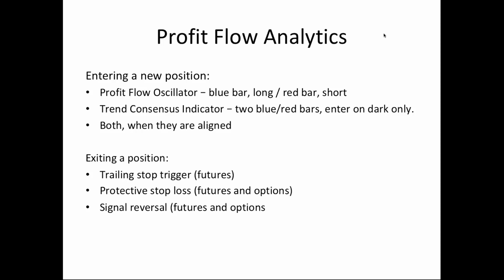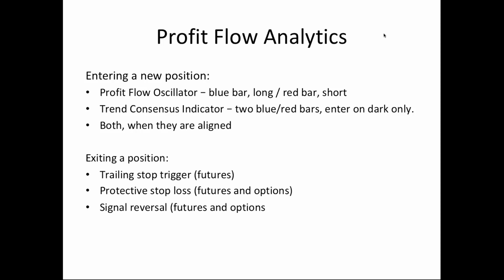There's also the Trend Consensus Indicator. Now the Trend Consensus Indicator will trigger a trade entry based on two adjacent blue bars or two adjacent red bars, and we only enter on the dark blue or the dark red. And the third way that you'll enter a position is when both the Profit Flow Oscillator and the Trend Consensus Indicator are aligned. And I'm going to show you examples of all of those here in just a moment.